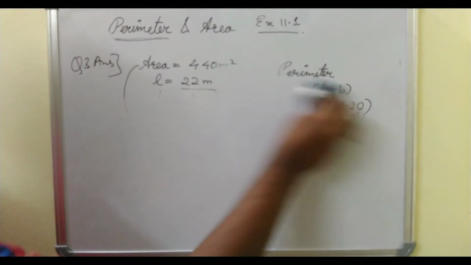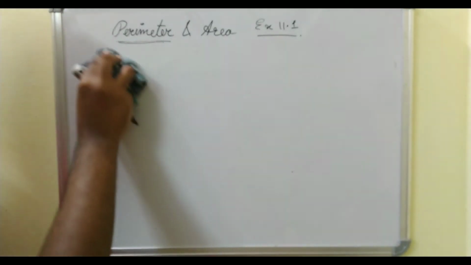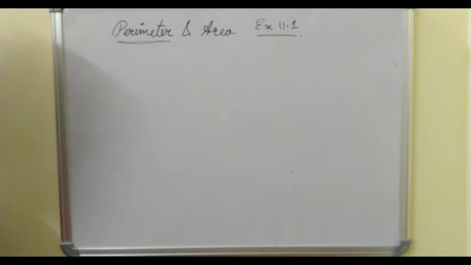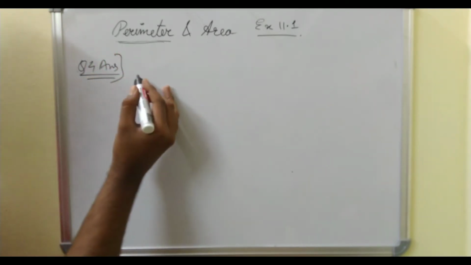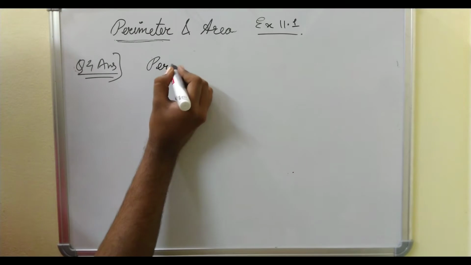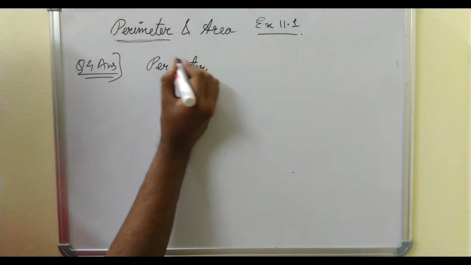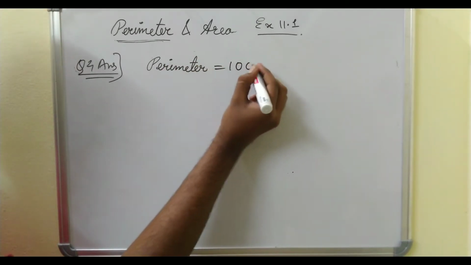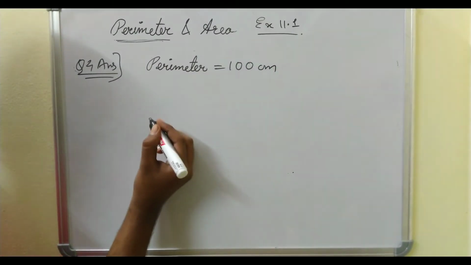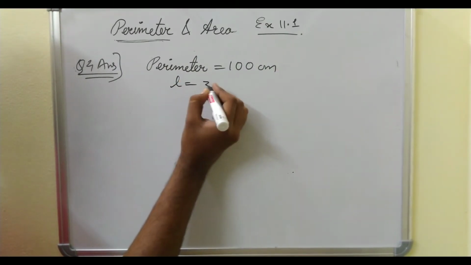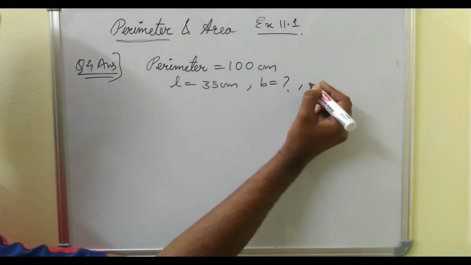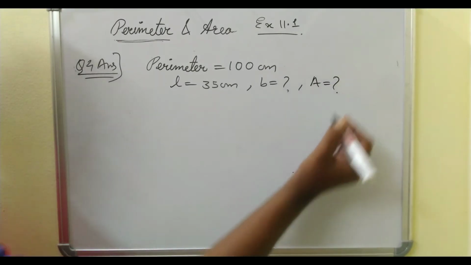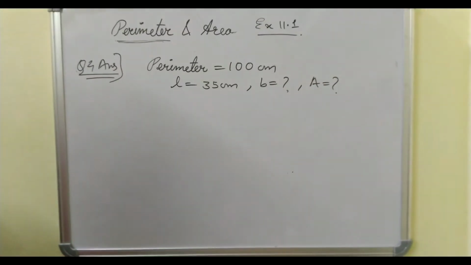Now the fourth question says the perimeter of a rectangular sheet is, perimeter is given, rectangular shape only. Okay, so perimeter is given as 100 centimeter. If the length is 35 centimeter, we have to find the breadth, also the area. So two things we have to find, that is breadth as well as the area.